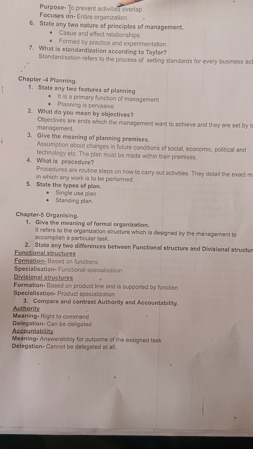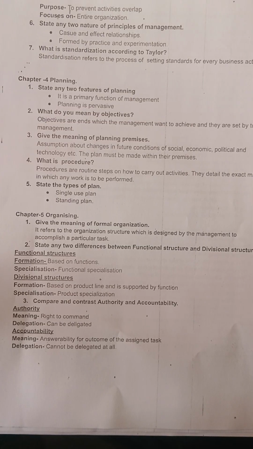Next one, state any two nature of principles of management. Cause and effect relationship, and formed by practice and experimentation. Next, last one, what is standardization according to Taylor? Standardization refers to the process of setting standards for every business activity.